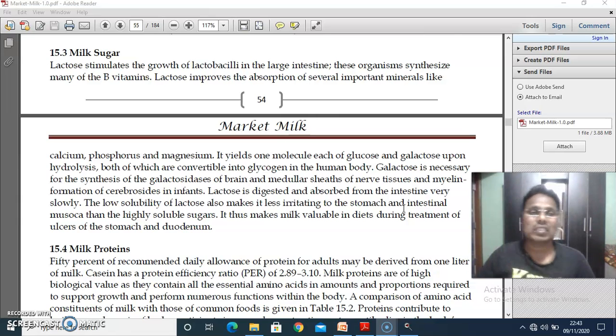So this is all about the milk sugar. In this way, we have seen two important milk components, the milk fat and the milk sugar. In the next lecture, we will learn in detail about the milk proteins.